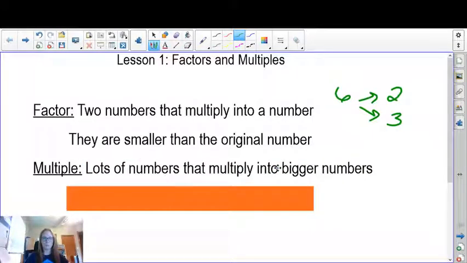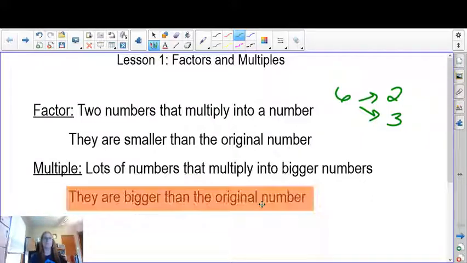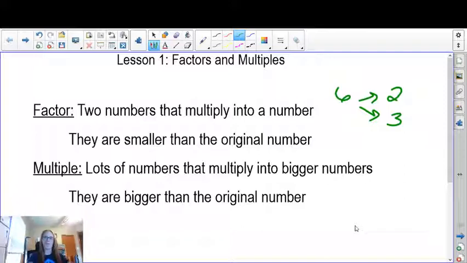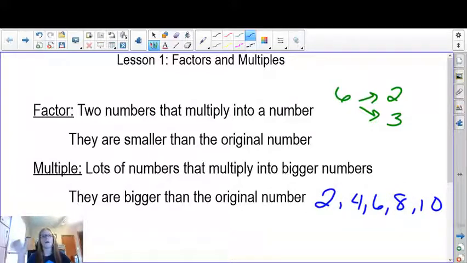Next definition is a multiple. A multiple is lots of numbers that multiply into bigger numbers. They are bigger than the original number. So for example, the multiples of 2 are 2, 4, 6, 8, 10, 12, and so on and so forth. So factors, two numbers that make one number; multiples, lots of numbers that keep growing and getting bigger. Now would be a good time to pause.